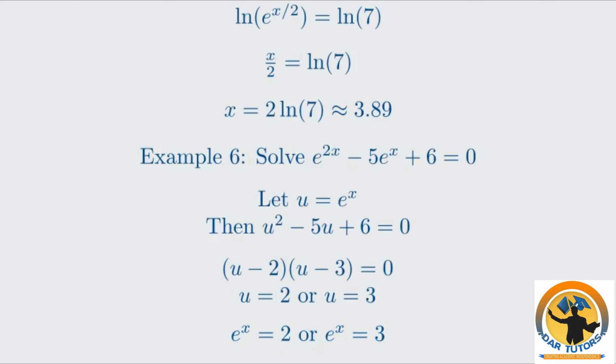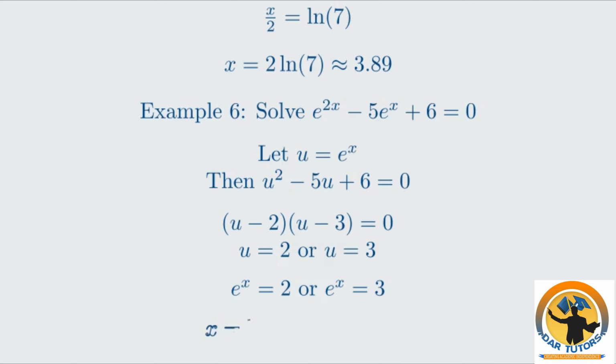Taking the natural log of both sides for each equation gives us our exact solutions. For the first equation, x equals the natural log of 2. For the second, x equals the natural log of 3. These are the two exact solutions to the original equation. We have now successfully solved various types of exponential equations using logarithms. This is a powerful technique for finding exact solutions.